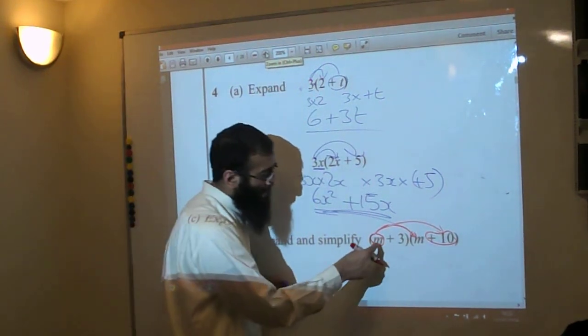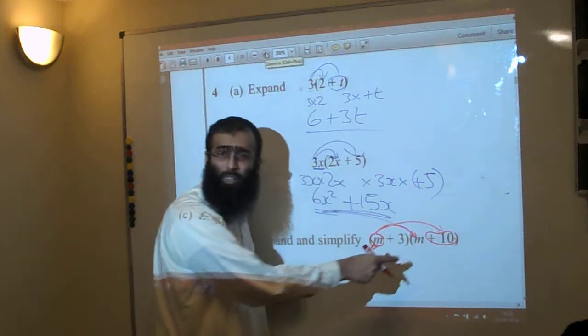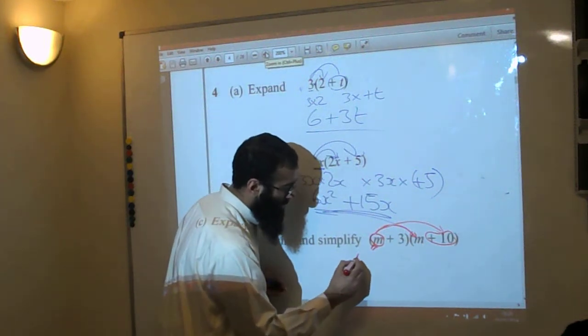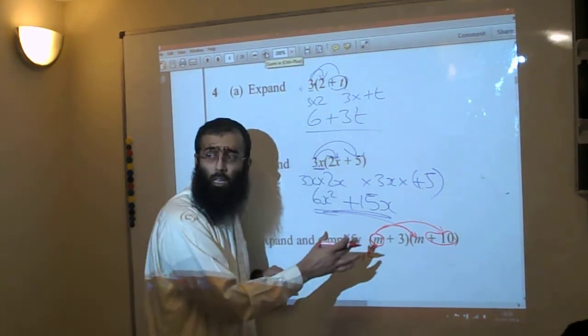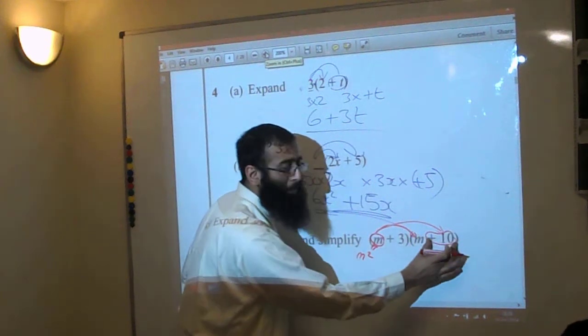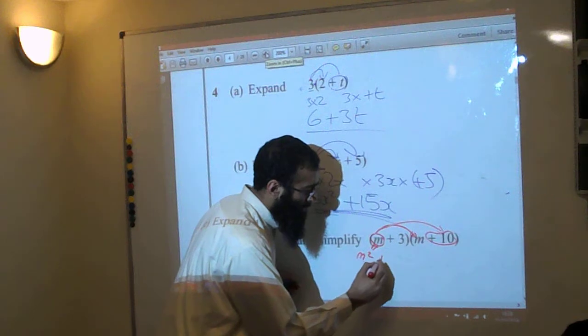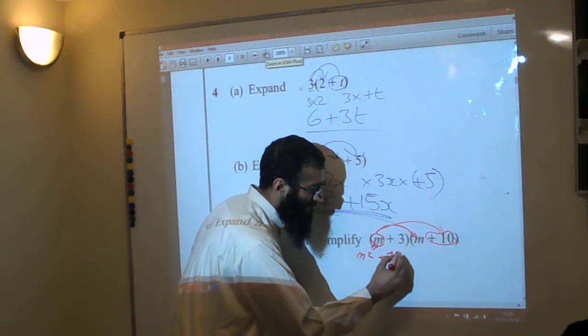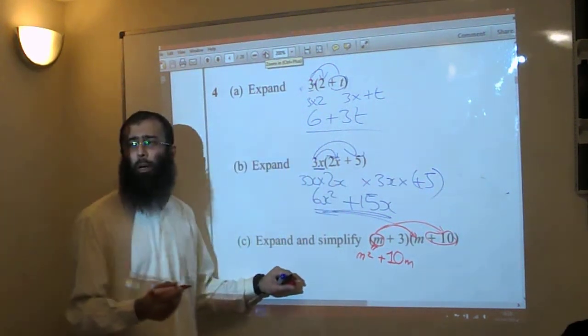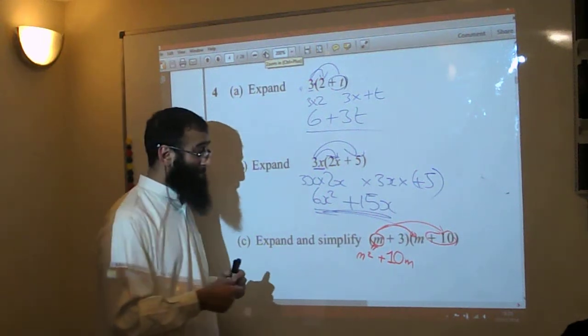So let's look at this. m times by m is equal to m squared. Now we have m times by plus 10. m times by plus 10 will give us plus 10m.